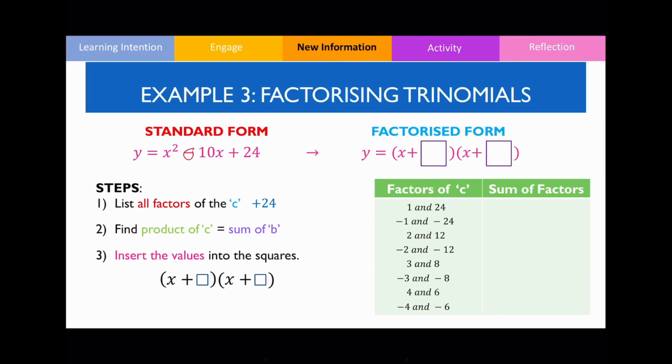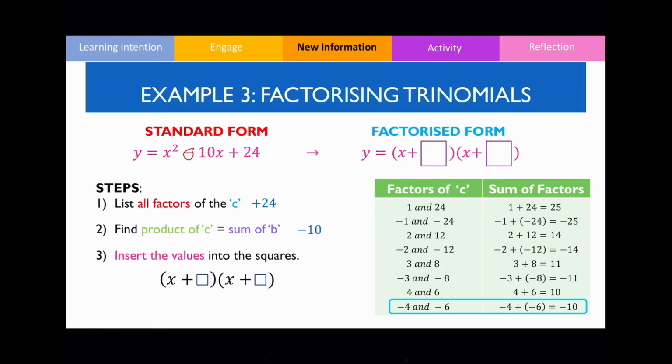Again, once I've done that, I'm going to find the sum of all of these. So I've found the sum over here, but what I'm going to be doing is choosing the factor pair such that when it's added together, it's going to give me the value of b. In this case, b is equal to negative 10, so I'm going to be selecting the last one. So negative 4 plus negative 6 gives you negative 10. So I'm going to insert negative 4 and negative 6 into the squares. Remember that a positive and negative next to each other gives you a take away or a minus sign. So that's how I've got this answer over here, and I should write y is equal to this. So that's how we actually answer this particular question.